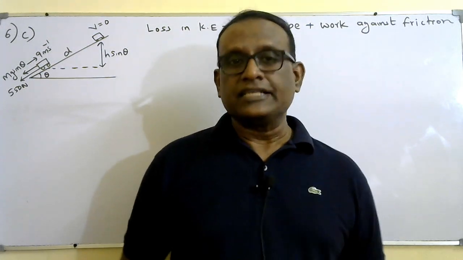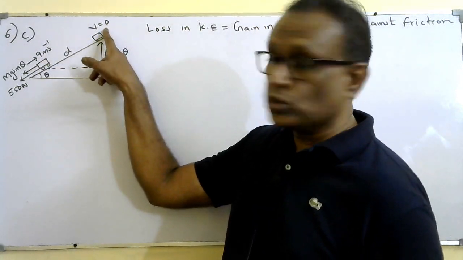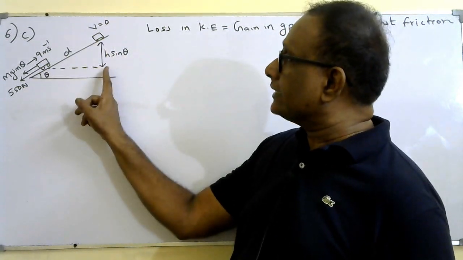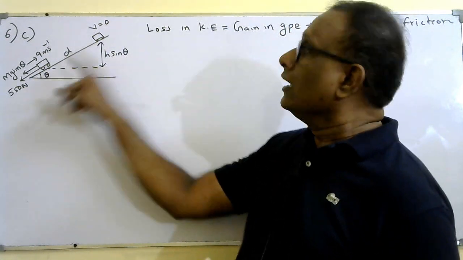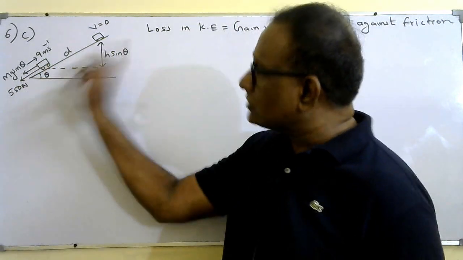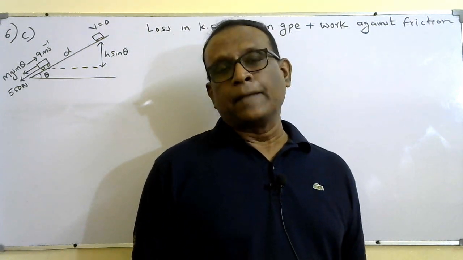Means we have to write this equation, loss in kinetic energy, because the kinetic energy here, due to 9 meters per second, is lost. It's losing the kinetic energy, and because of that it's moving up. So there is gain in GP. There is friction opposing the motion, so it's able to do work against friction. So loss in kinetic energy equals gain in GP plus work done against friction.